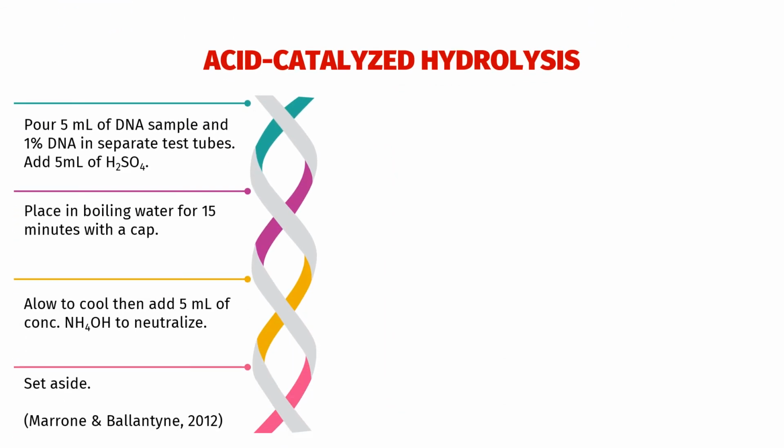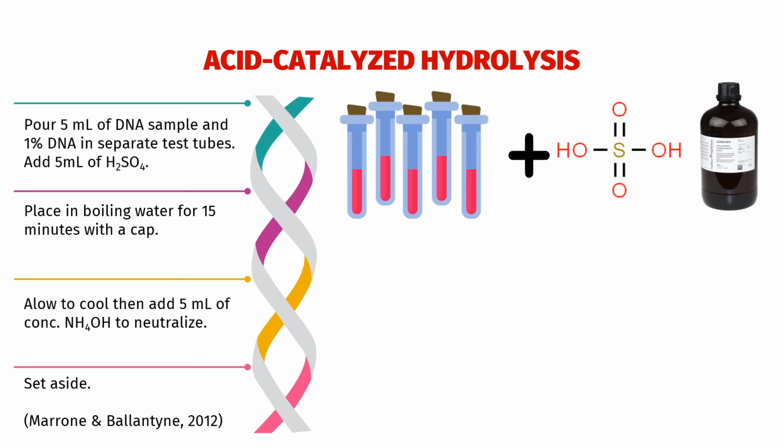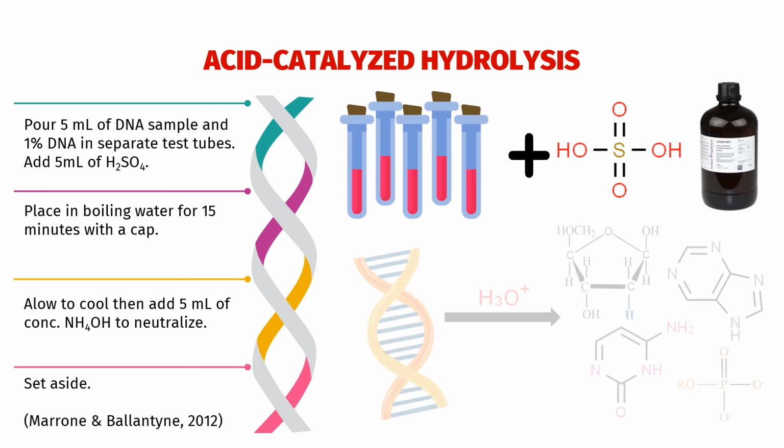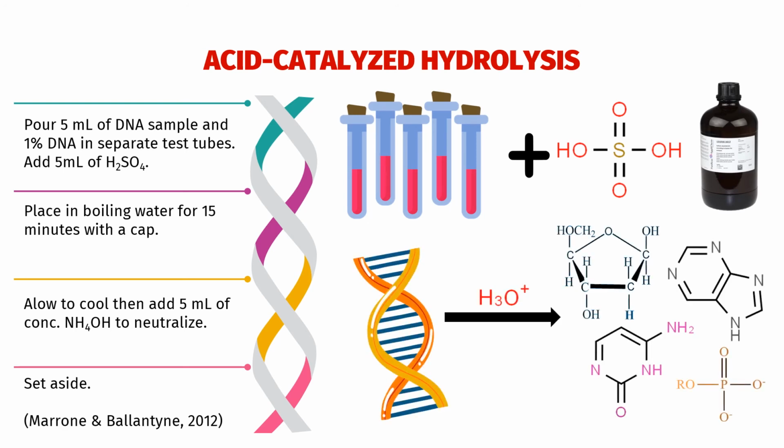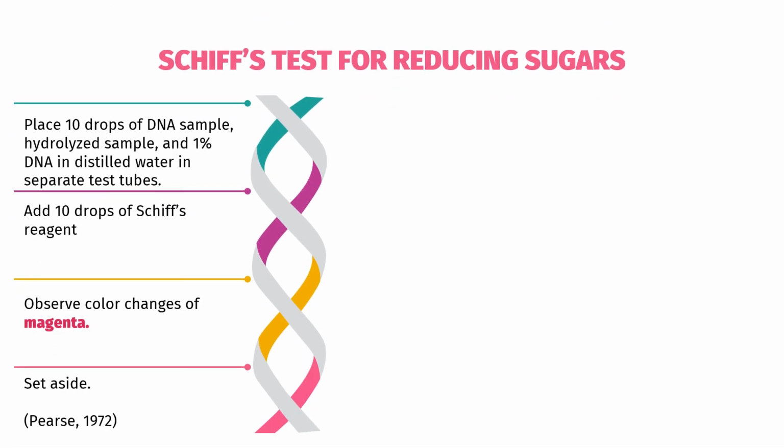Acid hydrolysis involves adding a strong acid which will completely hydrolyze DNA into deoxyribose, purines, pyrimidines, and phosphates. We may do this by first pouring DNA sample in a test tube, then adding sulfuric acid. Subject it to boiling and add a base, say ammonium hydroxide, to neutralize the sample. Then we may proceed with the Schiff's test.